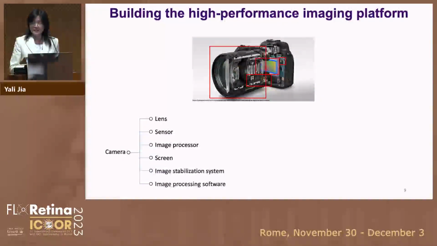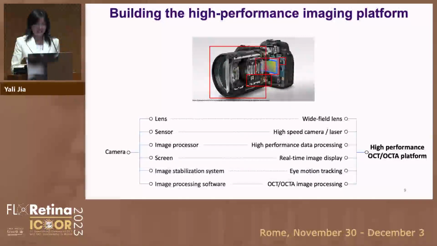Building a high-performance OCT imaging platform is not easy. Just like a super fancy camera, you do need a wide field lens, a high-speed camera, high-performance data processing, real-time image display, motion tracking, and OCTA image processing as well. All those components should be perfect. Then you generate the perfect image. I went through every step by recruiting hardware engineers and software engineers. It's very challenging in each step.